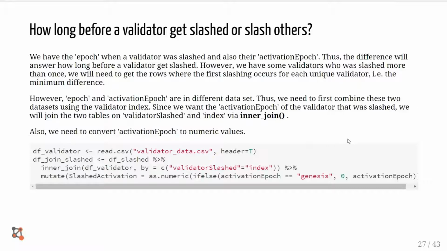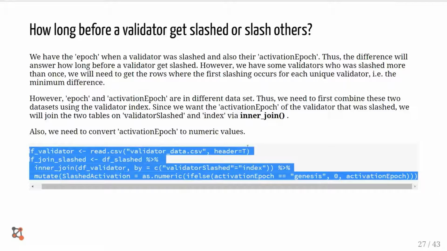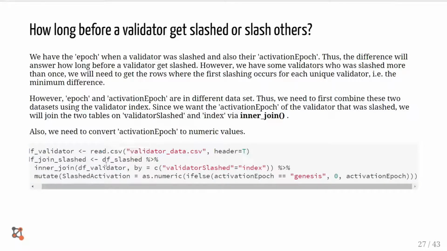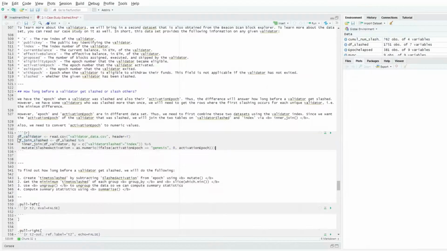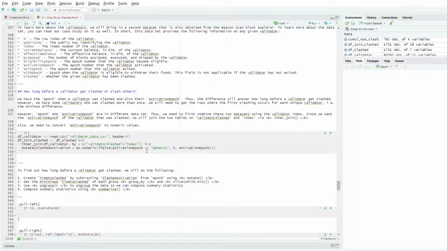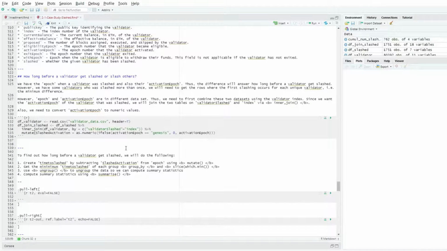So these two are in different datasets, so we need to first join these two datasets. So this is the code. We can just copy this. We load the data. We're going to join it using the validator slash and the index, and we're also converting genesis to 0, and that's it. So let's put it here and run it. So now we have the dataset that we can use.